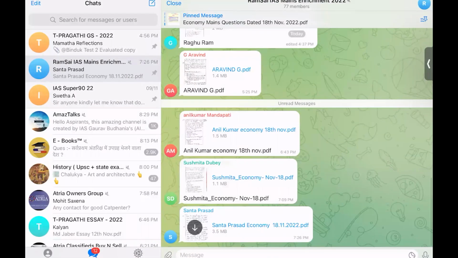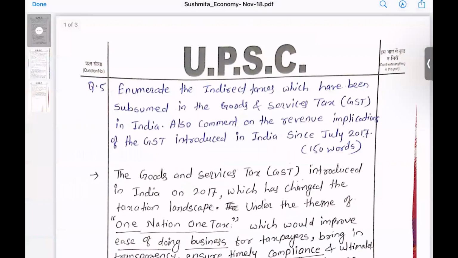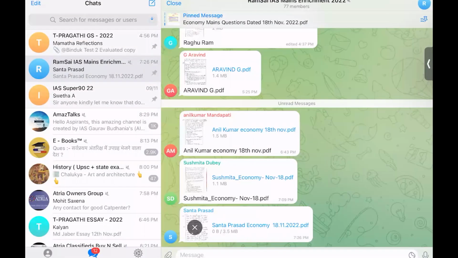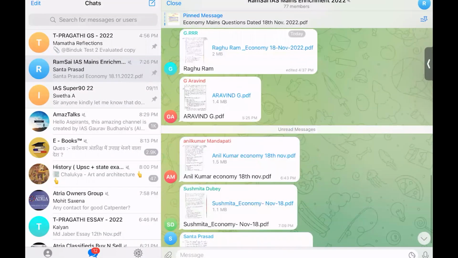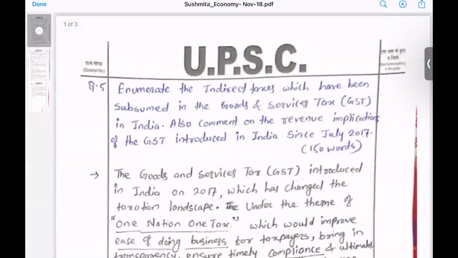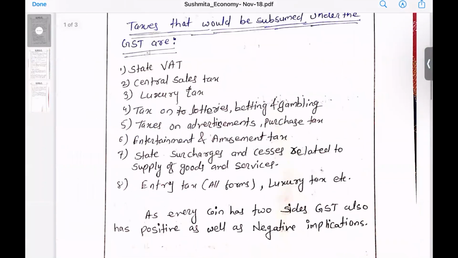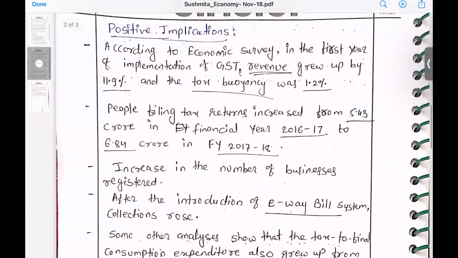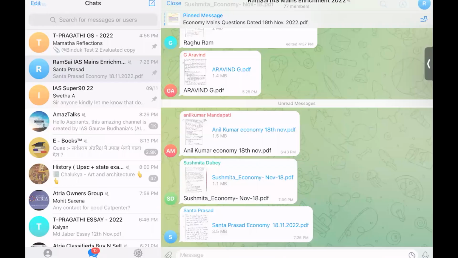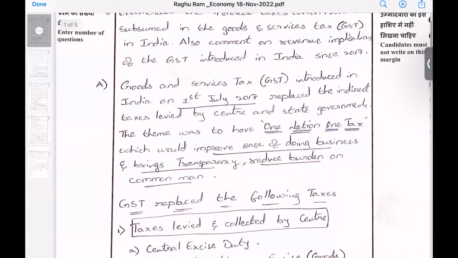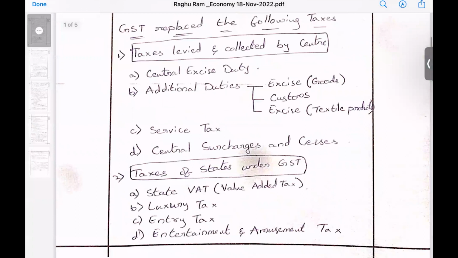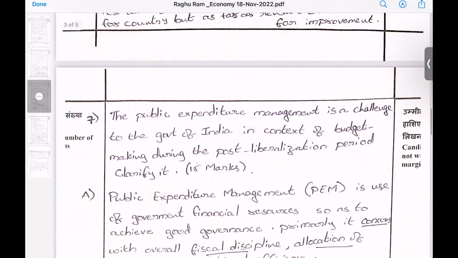Shanta Prasad, you have written this answer, Shanta Prasad? No, sir. Sushmita, yesterday we have seen, Raghuram we have seen, Arvind. Okay, we'll see Sushmita if she has written. Sushmita, she has not written. Who has written? Raghu, you have written? Written, sir.